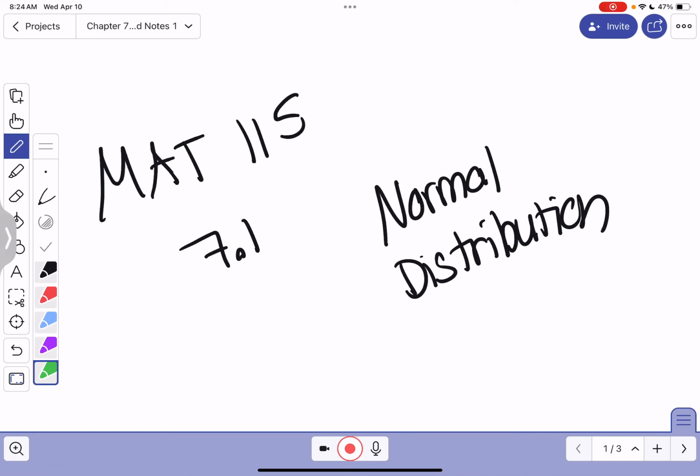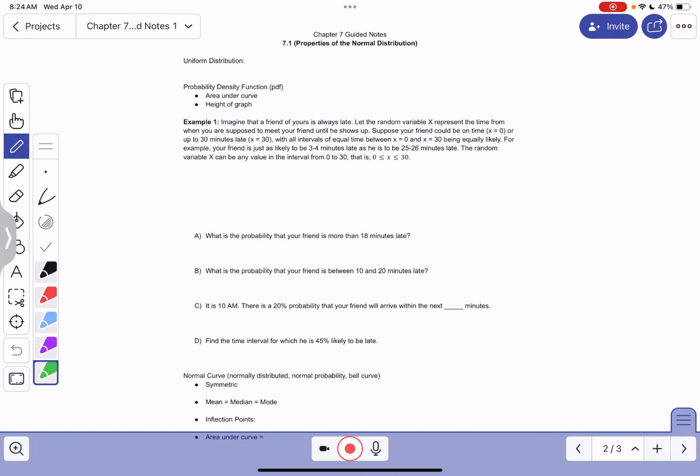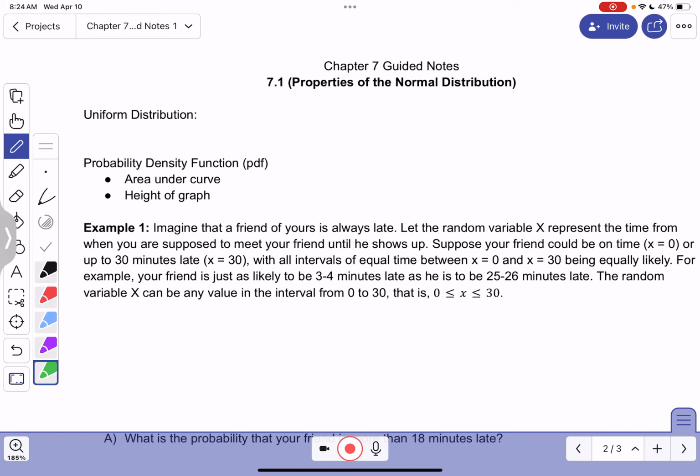This video is going to cover 7.1 for statistics. We're going to talk about the normal distribution. So to start, a uniform distribution means all options are equally likely. So uniform, equally likely. Uniform is telling us that they're all the same. One uniform, you wear the same clothes.